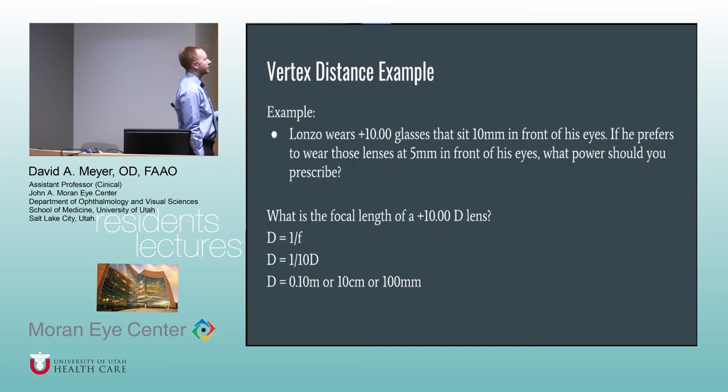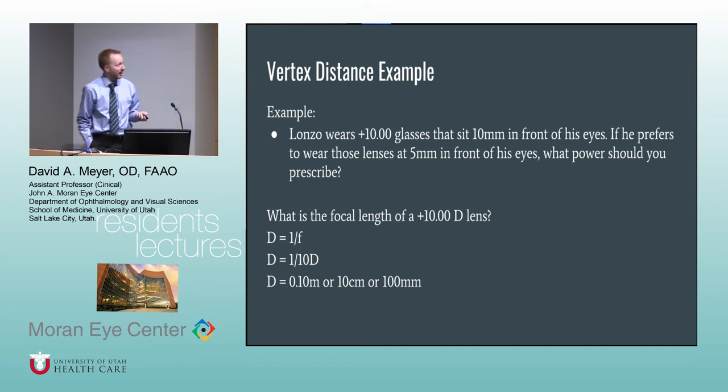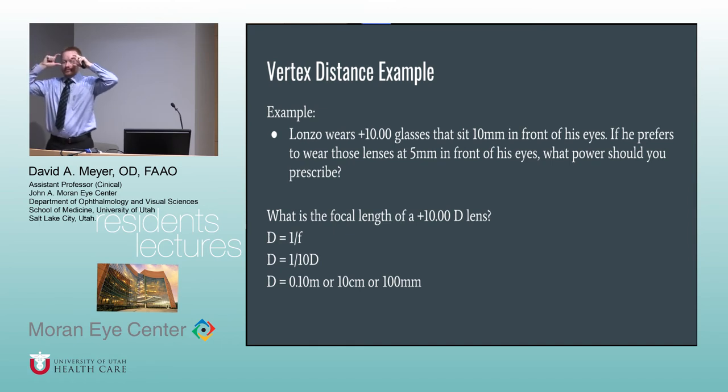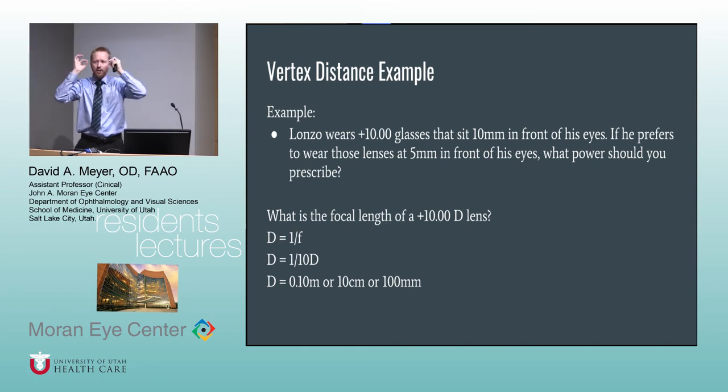But anyway, so you've got Alonzo here. He wears +10 glasses that sit 10 millimeters in front of his eyes. If he prefers to wear those lenses at 5 millimeters in front of his eyes, what power should you prescribe? So he comes in, he says, "Doc, these glasses are perfect. My vision's awesome, but I wish I could hold them closer to my eyes, because when I do that, my vision's not as good." You say, "All right, well, what do I do?"